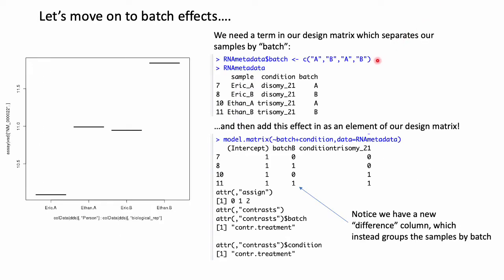We can add batch information as a new column in our metadata data frame. This will instead group the samples by the batch that they were generated from. Then, we can add this effect as an element of our design matrix. When we run the model.matrix command, you can see that the samples are now grouped both by batch and by whether or not they are trisomy or disomy 21. In other words, we have a new difference column that instead looks at the effect that the batch has. Using this setup, we can account for the variance between the baselines of the two batches.